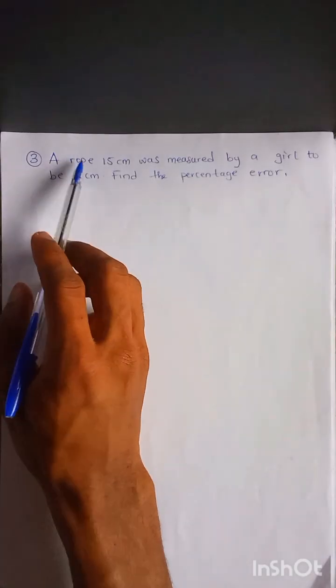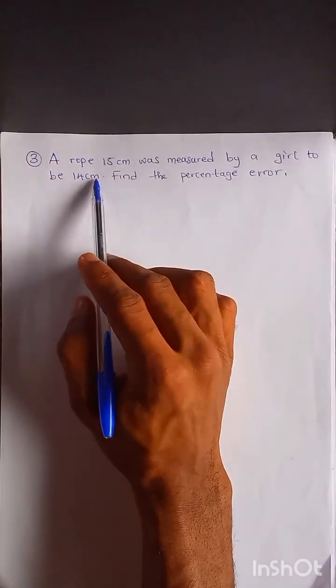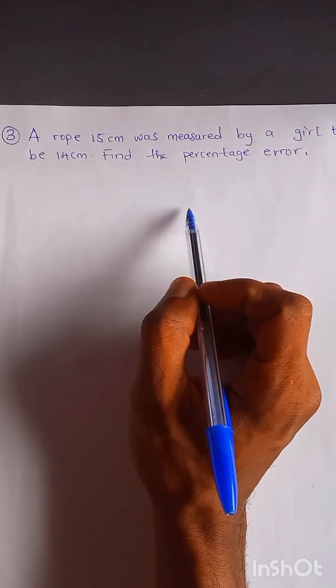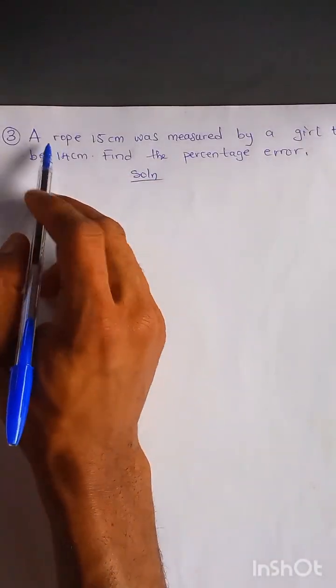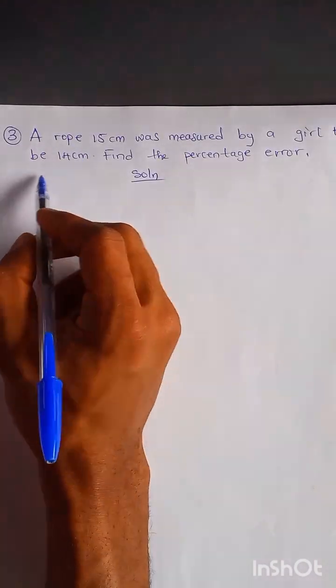We are told that a rope 15 cm was measured by a girl to be 14 cm. Find the percentage error. So first let me zoom in a bit. So this is our solution here. A rope 15 cm was measured by a girl to be 14 cm. The question is very straightforward.